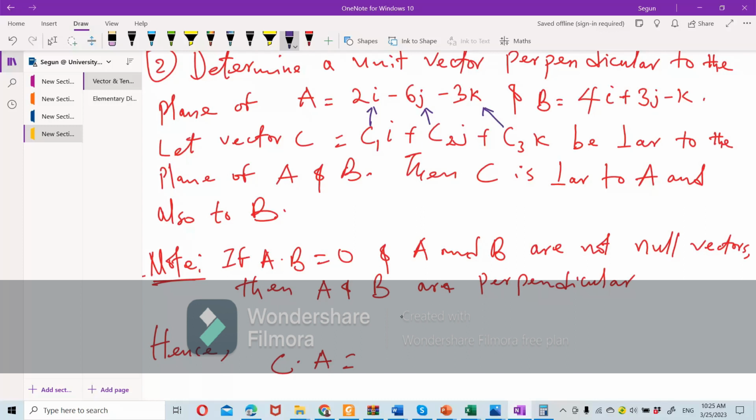So let's look at the way it will form. It's going to be what now? C dot A will be 2C1 minus 6C2 minus 3C3. In this case, we don't have K again because K has already multiplied K. Everything here equals 0.